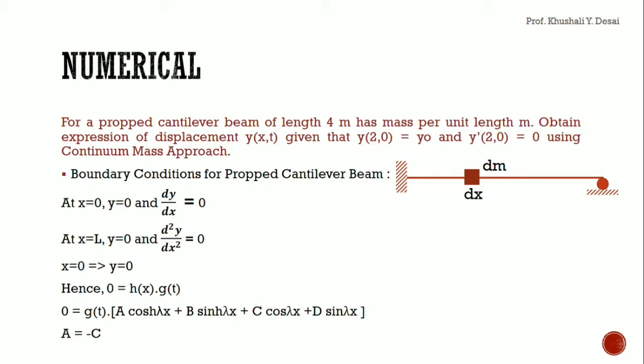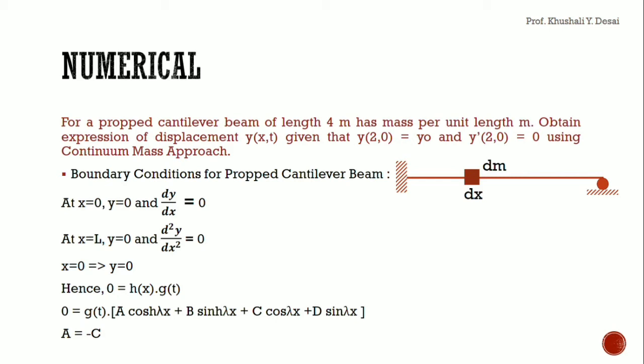So the primary condition that we require to see, as per the support conditions, we'll have to note down what are the boundary cases or boundary conditions. Because it is given a prop cantilever, we'll say at x equal to 0, the displacement y is 0. Also at the same point of fixity, the rotation is also 0, that is dy by dx is also equal to 0.